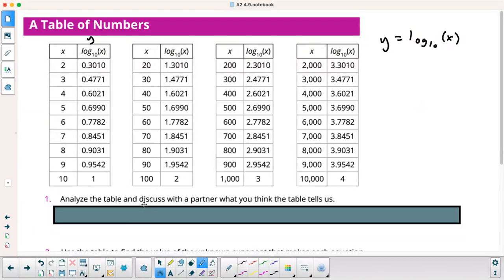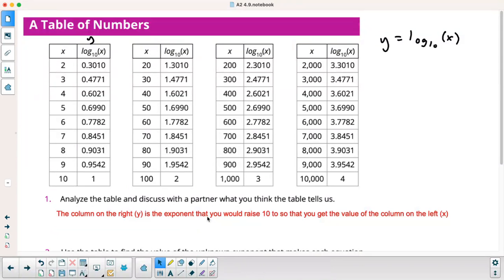I don't know if anybody's going to be able to find that, but you might be able to. If you want to pause the video and try to see what the tables tell us, then you can. But I already have the answer here. I'm going to give it to you. So the column on the right, Y, is the exponent that you would raise 10 to so that you get the value of the column on the left, which is X.